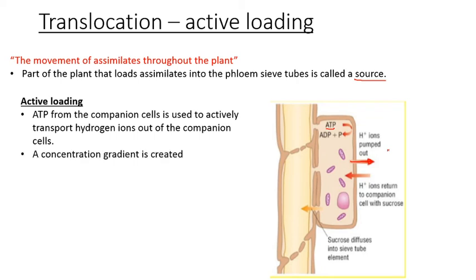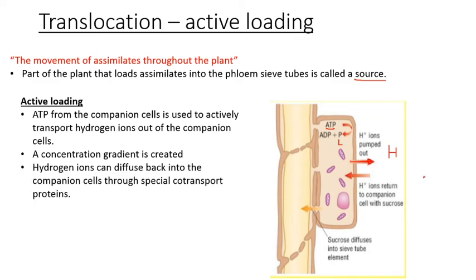And therefore you create a concentration gradient of hydrogen ions. There is a high concentration of hydrogen ions outside the companion cell and a low concentration inside the companion cell. So hydrogen ions are going to want to return by diffusion. But here's the really clever part.